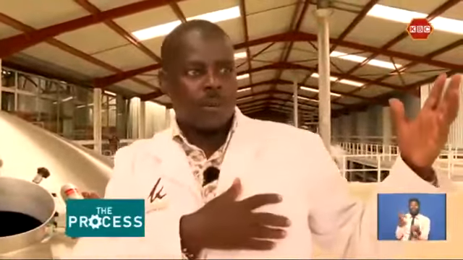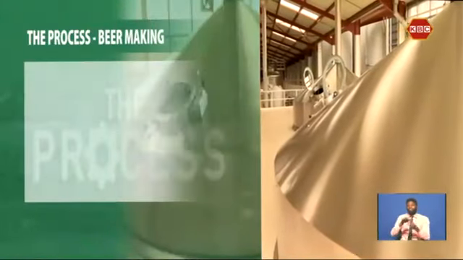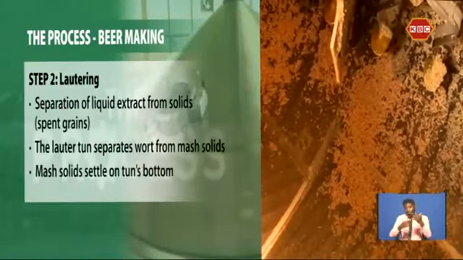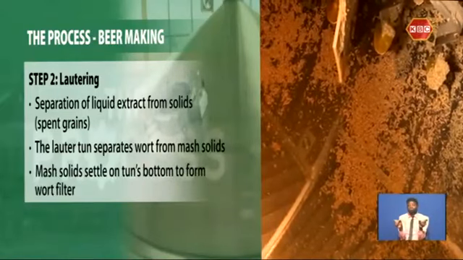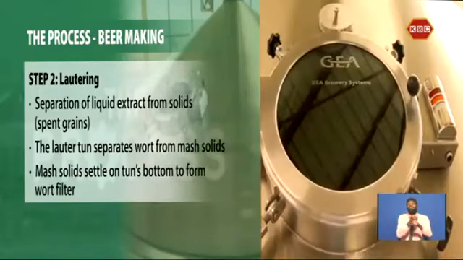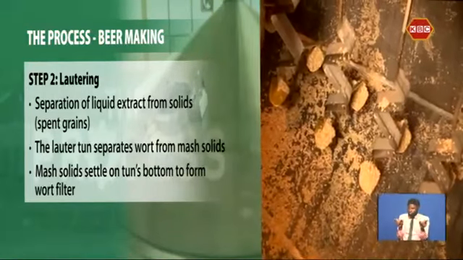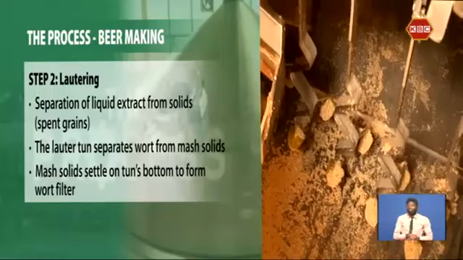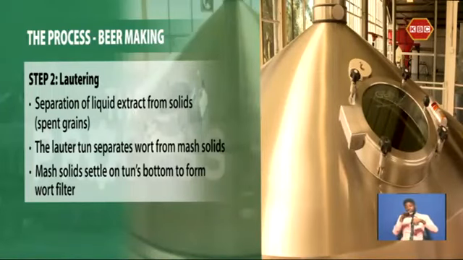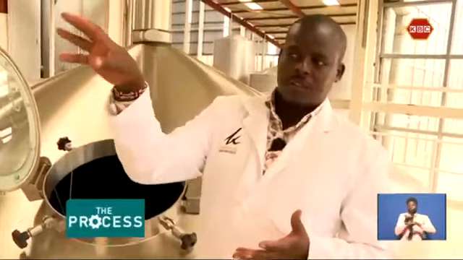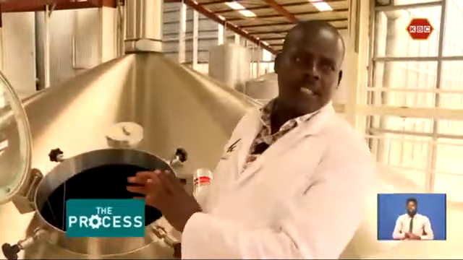It is boiled for like an hour, and after boiling for the bitterness, because that will give you the bitterness in the final product. Another one is sterilizing. The next step is lautering. This is where the liquid extract is separated from solids, also called the spent grains, separating the wort from spent grain. The lauter tun separates the wort from the mash solids. The solids from the mash settle on the bottom and form a filter for the wort. The particles emanating from boiling are separated here.